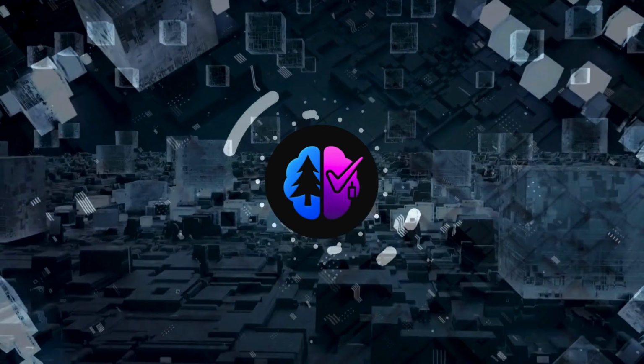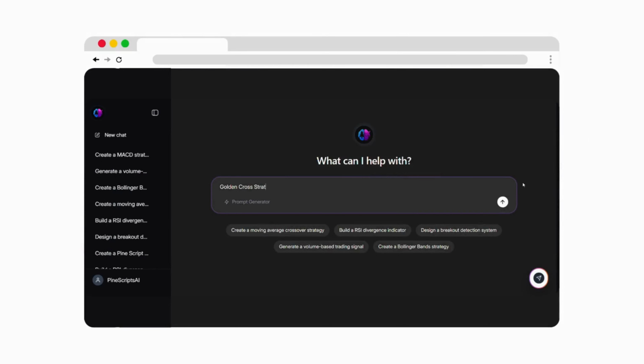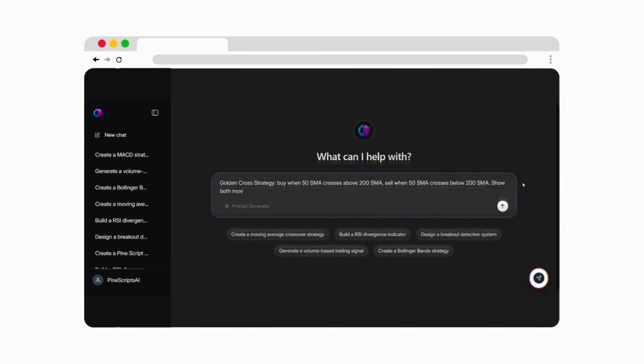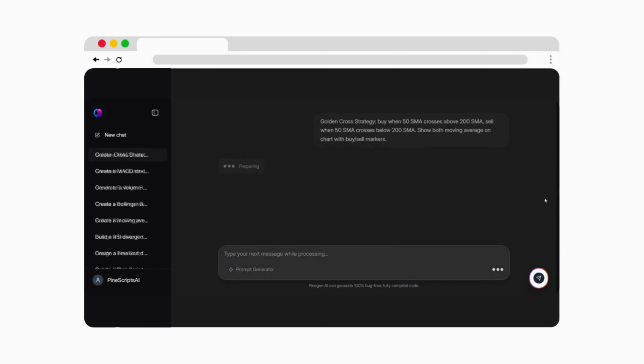Timer starts now. I want to build a golden cross strategy. When the 50-day moving average crosses above the 200-day moving average, I'm typing golden cross strategy. Buy when 50 simple moving average crosses above 200 simple moving average. Sell when 50 simple moving average crosses below 200 simple moving average. Show both moving averages on chart with buy and sell markers. Hit generate. And 8 seconds.